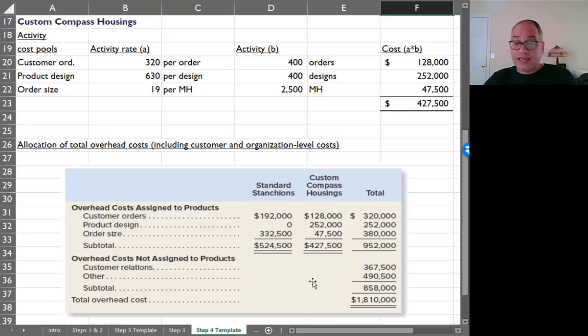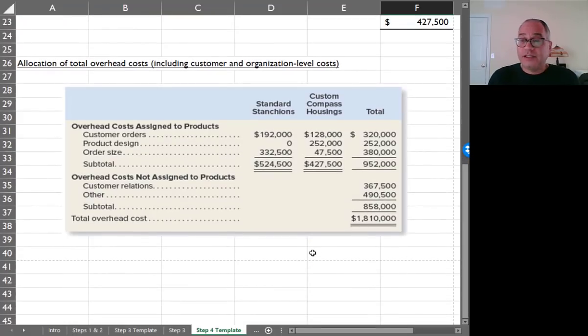So we can break this down in this way. This is a nice chart here. We can break it down and see how much of each overhead pool went into standard stanchions and Custom Compass. That was a total of $952,000 in overhead allocated. But we've also got to add in customer relations and other. If we add those overheads in, the total overhead comes to $1,810. And remember, we still have direct materials, direct labor, and shipping cost. We just haven't done that yet. So total overhead here is $1,810, which is right. That's the total overhead. And now you can see how much belongs to standard stanchions and Custom Compass Holdings.